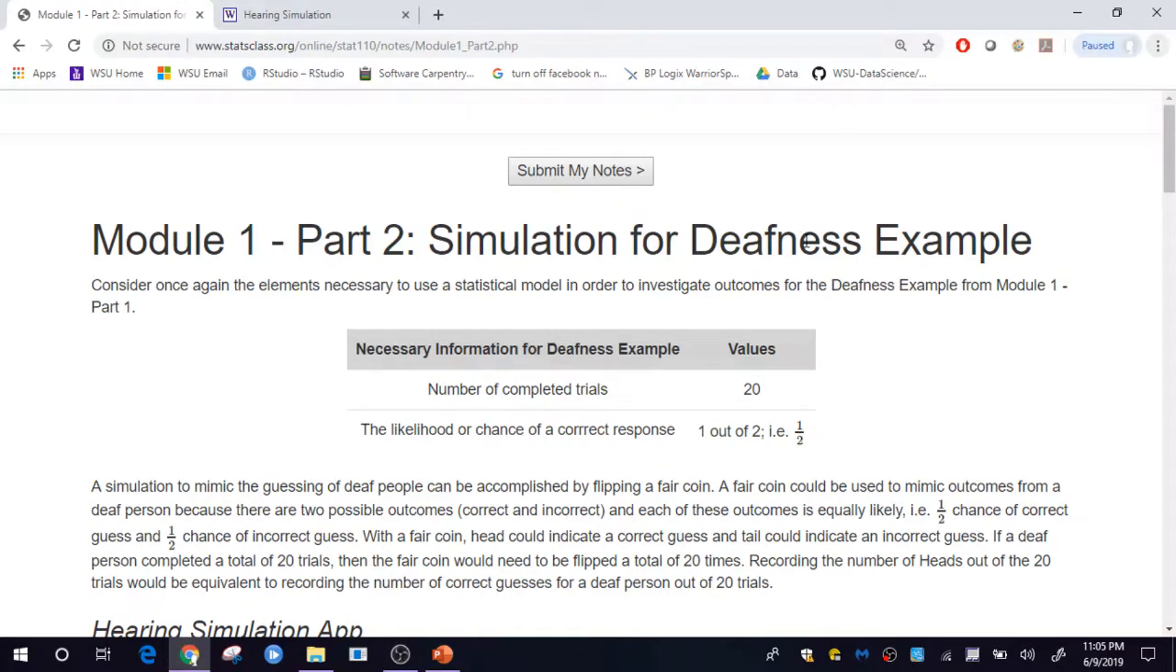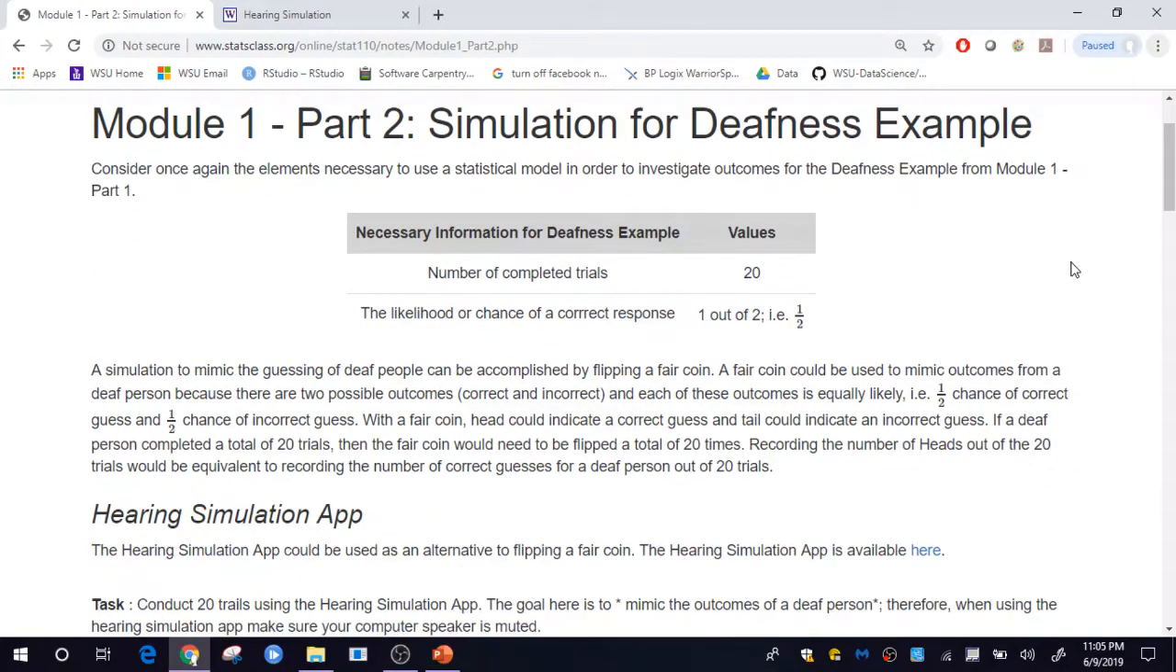Module 1, Part 2 is going to discuss a simulation model that can be used to mimic deaf people. This model needs two important pieces of information: the number of completed trials, which here is 20, and also the likelihood or chance of a correct response, which is going to be 1 out of 2.